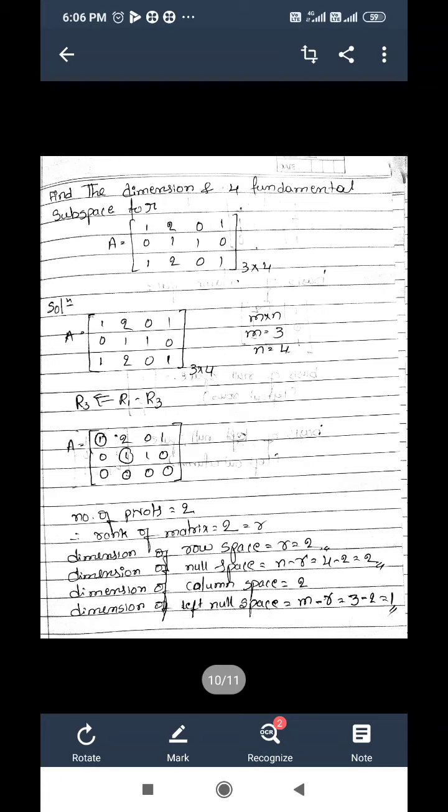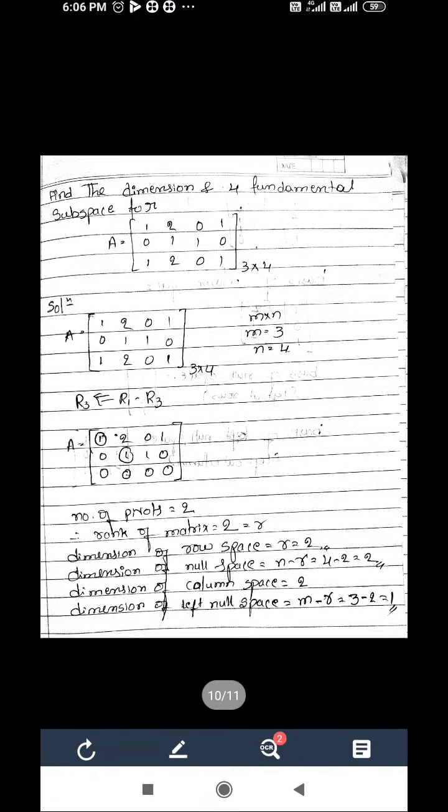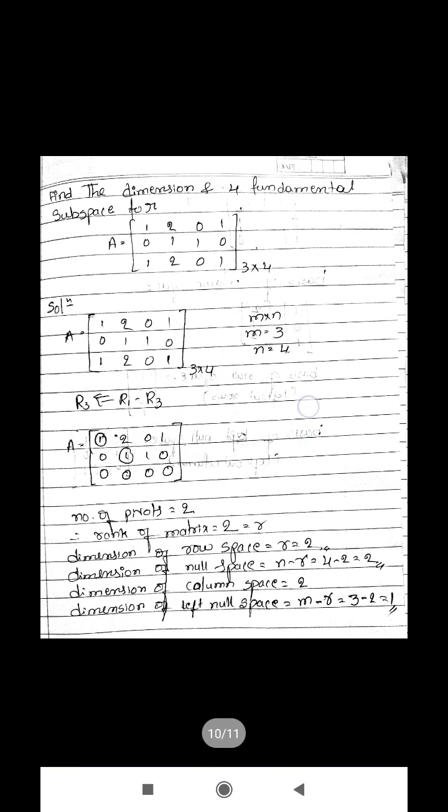So it is 3 cross 4, so m is equal to 3 and n is equal to 4. Next, we reduce this matrix to row echelon form. What I will do is R3 = R1 minus R3: I will do row 1 minus row 3 and put the result in R3. So this is the matrix now.